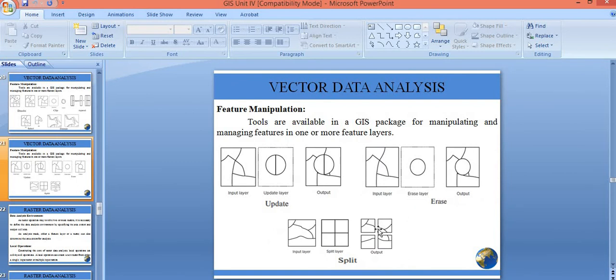Okay, so you have update layer, you have erase layer. Erase, as the name says, if you want to erase certain area, then you can do it by means of erase layer. Okay, and what about split layer? If you want to split your layer, in which pattern you want to split, that you can just specify using your split layer. So whichever way you are telling, in that way it will get split. Okay, so based on this you may get some MCQ questions, so kindly have a glance of this.